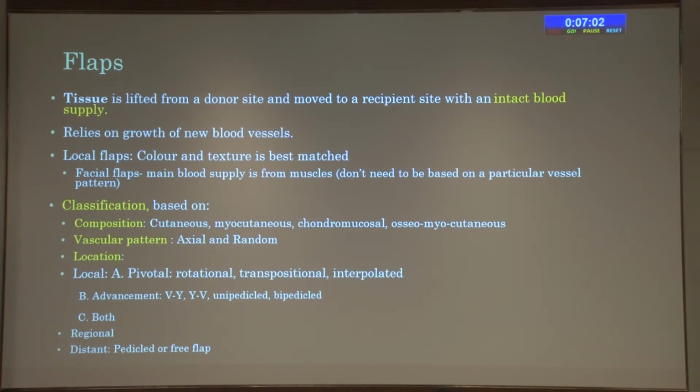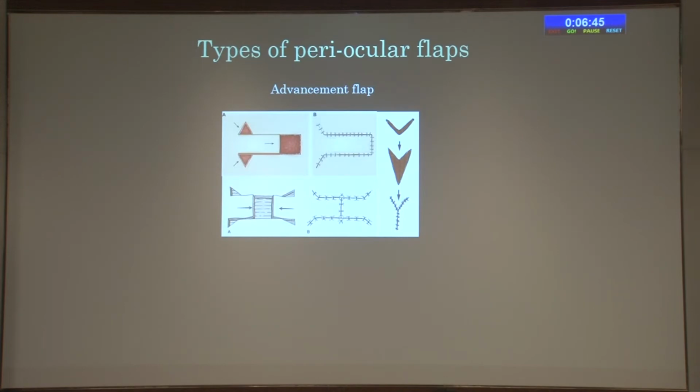And in the facial flaps, usually the main blood supply is from the muscles, so they don't really need to be based on any particular vascular pattern. They may be classified depending on the composition, on the vascular pattern, and their location. So these are some of the types of flaps that can be used in the periocular area.